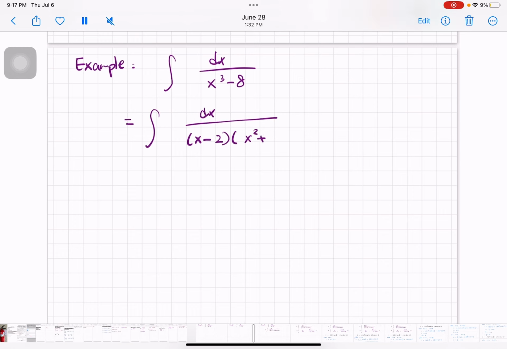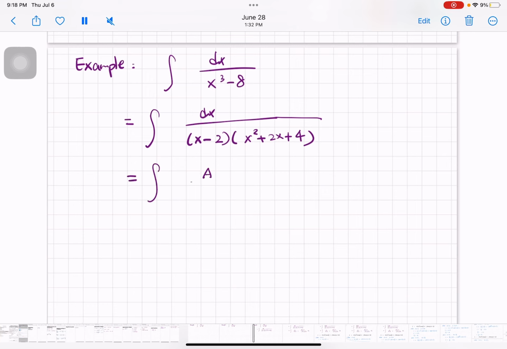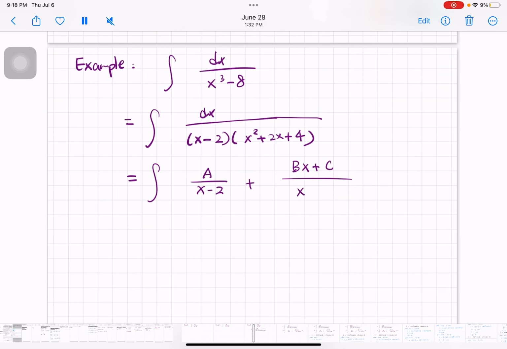So for example, this one, we have dx over x cubed minus 8, which is a difference of cubes because 8 is 2 cubed. Apply the formula, we got x minus 2 and x squared plus 2x plus 4. We cannot further break down the x squared plus 2x plus 4, so we have to keep it like that. Then the numerator for the x squared plus 2x plus 4 is going to be bx plus c. So we always keep the numerator 1 degree less than the denominator.